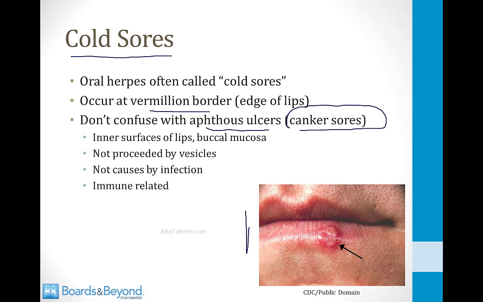Canker sores occur inside the lips or on the buccal mucosa. They're usually not preceded by vesicles, and these are not infectious. Canker sores are an immune phenomenon. We don't really understand what triggers them, but people will sometimes get these sores on the inside of their mouth, and then they will go away after a few days or a few weeks.